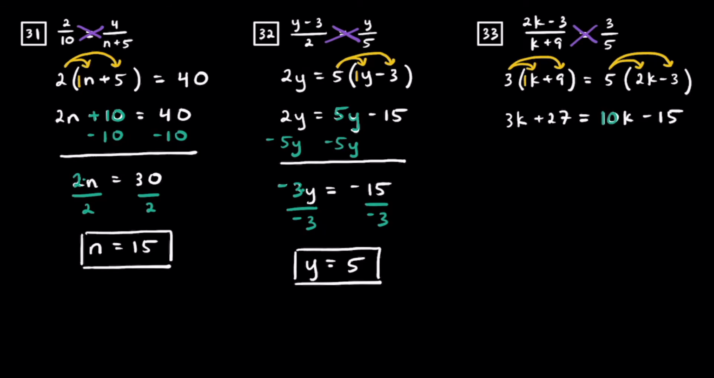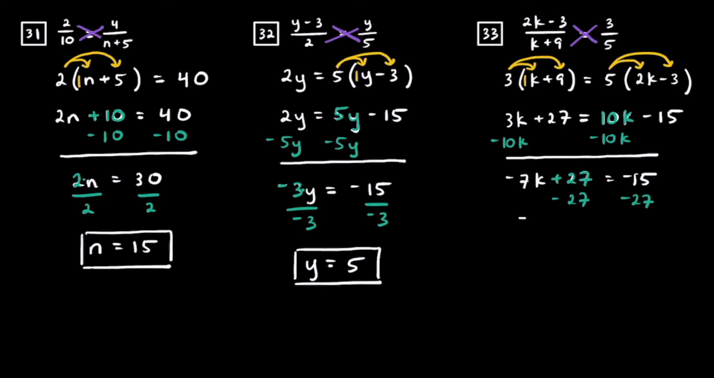I want to combine them and move them to the same side, so let's take away 10k on the right and then take away 10k along the left. So we have 3k minus 10k, that's going to be negative 7k, plus 27 is equal to negative 15. And to get this k alone, we take a look at this plus 27, and let's go ahead and take away 27 on the left and take away 27 along the right. And if we do that, we have negative 7k, and that's going to be equal to negative 42.